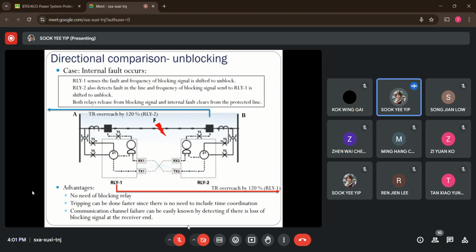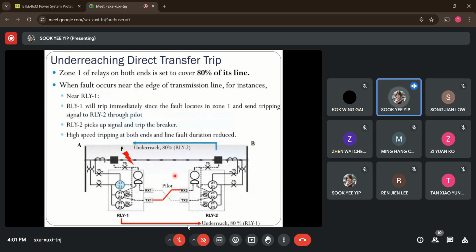If, let's say, there's a loss of signal, I can directly tell that some problems have happened to these communication channels, right? So that will be the advantage you can find by using the unblocking modes of operation for the directional comparison scheme.